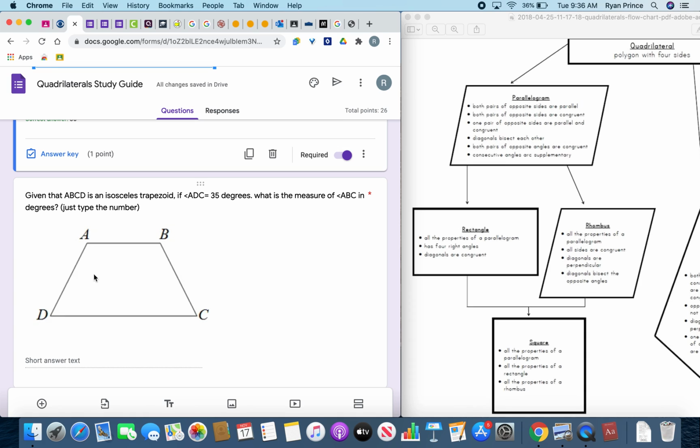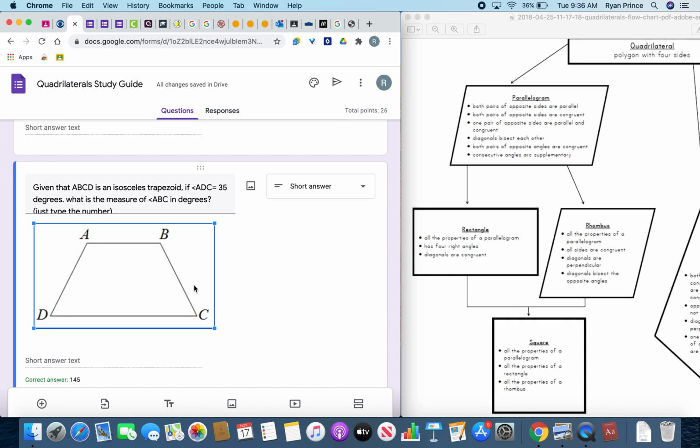ADC, still the same trapezoid, isosceles, right? ADC is 35 degrees. What is the measure of ABC? Well, if ADC is 35 and it's supplementary to DAB, or this angle here, then you do 180 minus 35, and it'll give you 145 degrees. Where that helps us is this being congruent, because it's isosceles is the only reason. These are congruent to each other, so if this is 145 degrees, so is this angle, which is what we're looking for, ABC, 145 degrees.